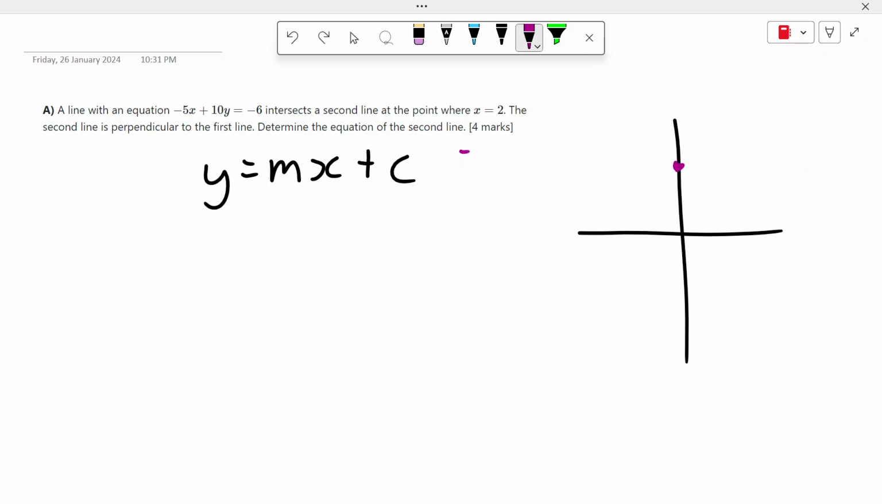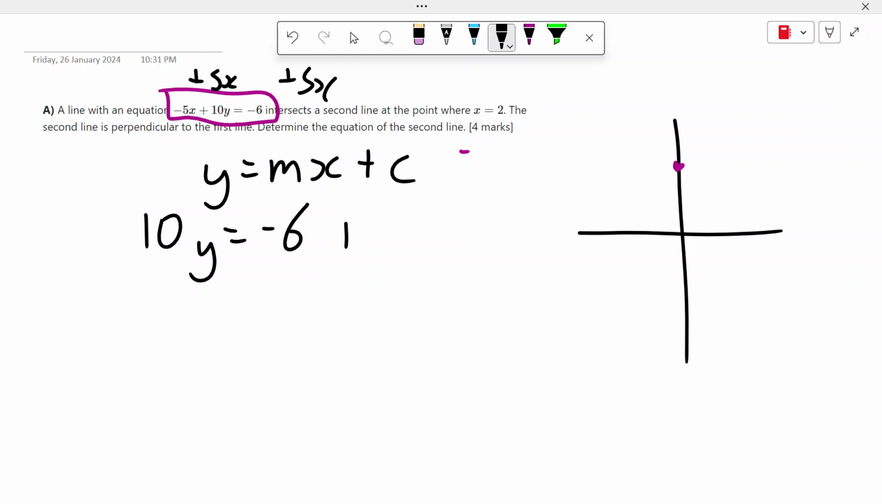All right, the problem is our first equation is not in this format, so we have to make it in this format. So let's start rearranging things. I'm just going to chuck the negative 5x across to the other side, so add 5x to both sides. Now I see that there's that 10 that's stopping us from getting a y on its own. So to do that, I'm going to divide both sides by 10.